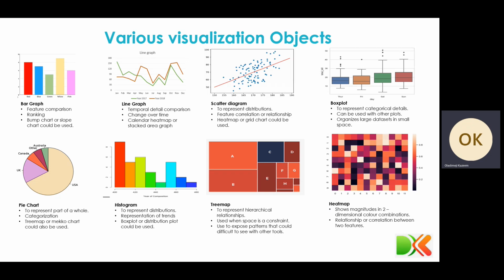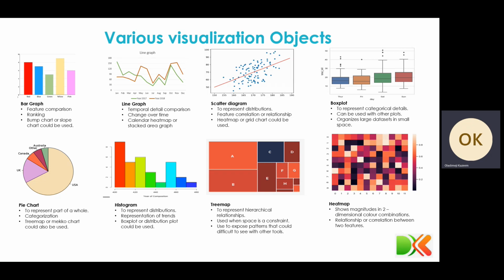Then the next one is the scatter diagram. We use the scatter diagram to represent distributions, feature correlation, or the relationship that exists between two variables. Another tool that is used in such a situation is the heat map. So it is either we use a scatter diagram or we use the heat map. Then we have the tree map. A tree map represents data using a hierarchical relationship, and is used when space is a constraint and you need to present so much. We use it to expose data patterns that can hardly be exposed by any other tool that we have mentioned.